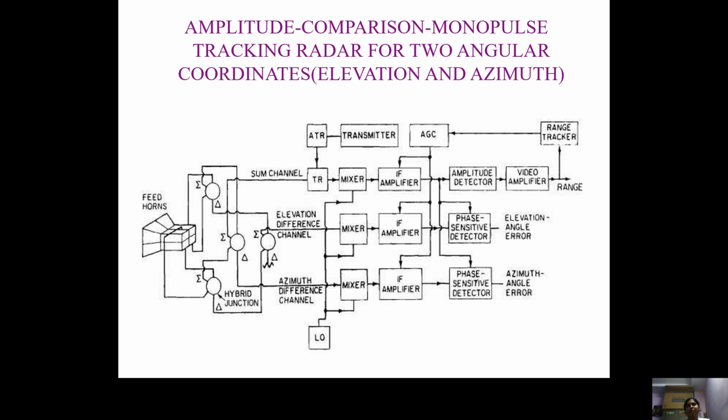This is a block diagram of amplitude comparison monopulse tracking for two angular coordinates. Here we are going to measure elevation and azimuth angles simultaneously. For that we need four feed antennas, as it is able to generate four overlapping patterns. From the four overlapping patterns we are going to obtain two sums.